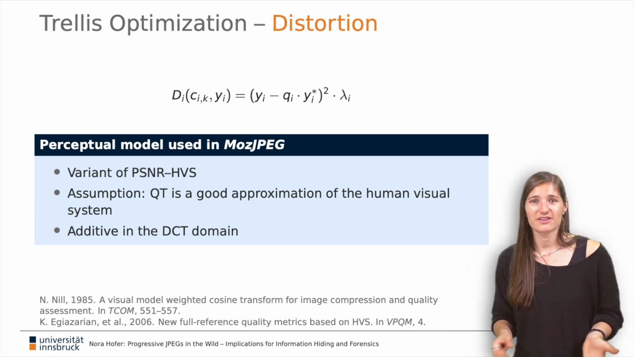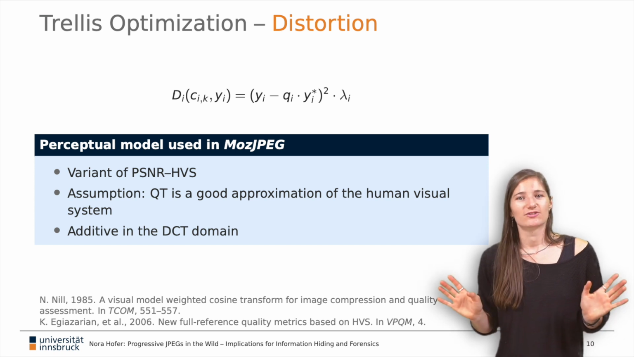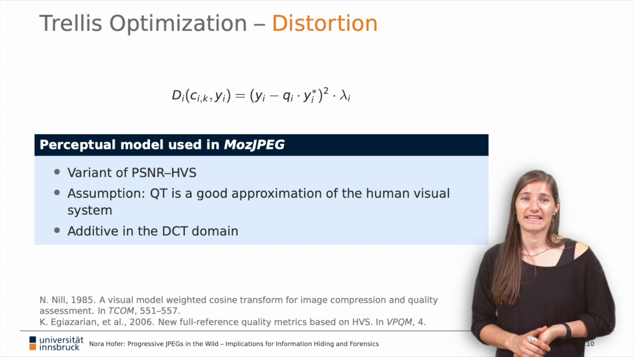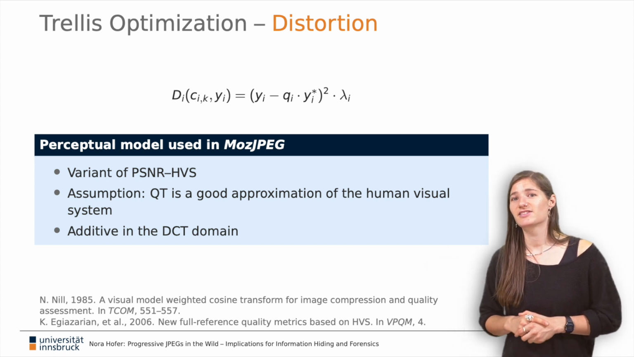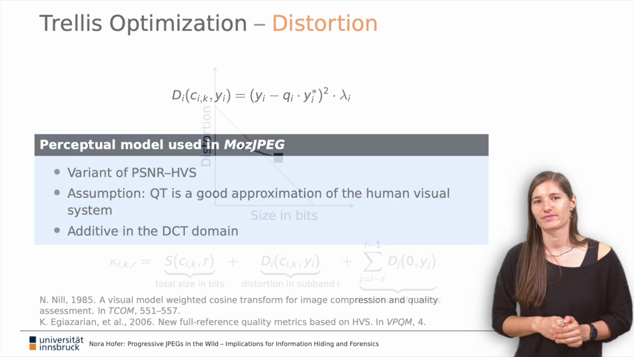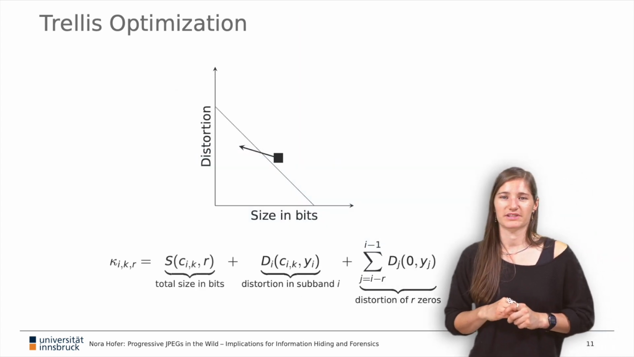A big advantage of the model is that it is additive in the DCT domain. No transformation to the spatial domain is needed. The lambda is scaled to the size in bits, so that it can be used to calculate the cost. The last sum of this term adds the distortion of the preceding zero run.